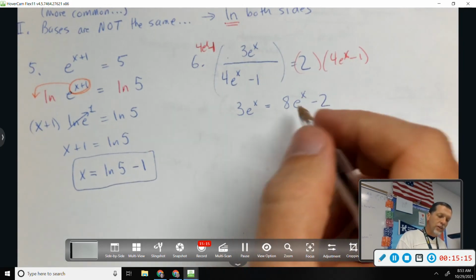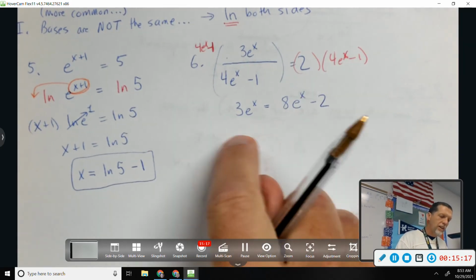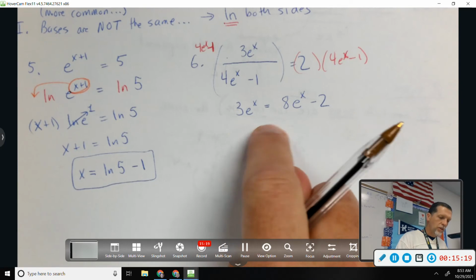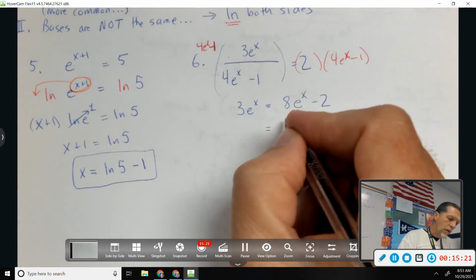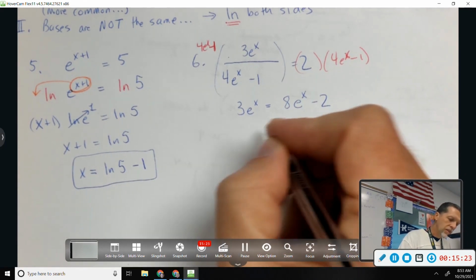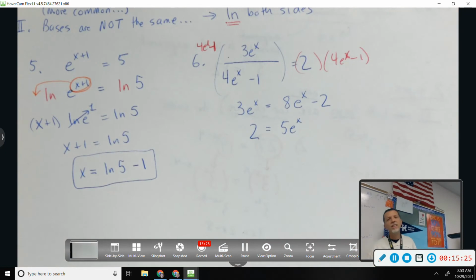You could do this a couple ways. I could subtract 8e to the x over. No, I'll do it the other way, so that you get positive numbers. Yeah, I like that. That's good thinking. 5e to the x equals positive 2.